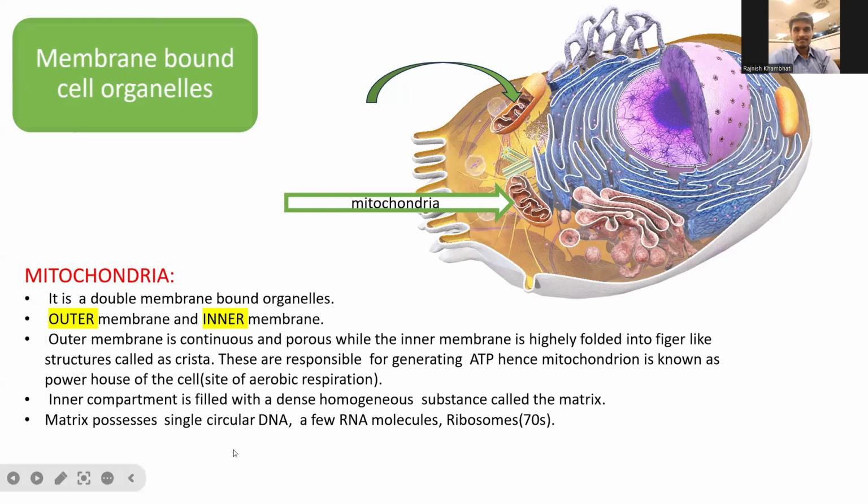The matrix possesses circular DNA, means plasmid, a few RNA molecules, and ribosomes of the 70S category. Mitochondria can divide by fission. It is a type of cell division. Means mitochondria can duplicate itself within the cell by itself.